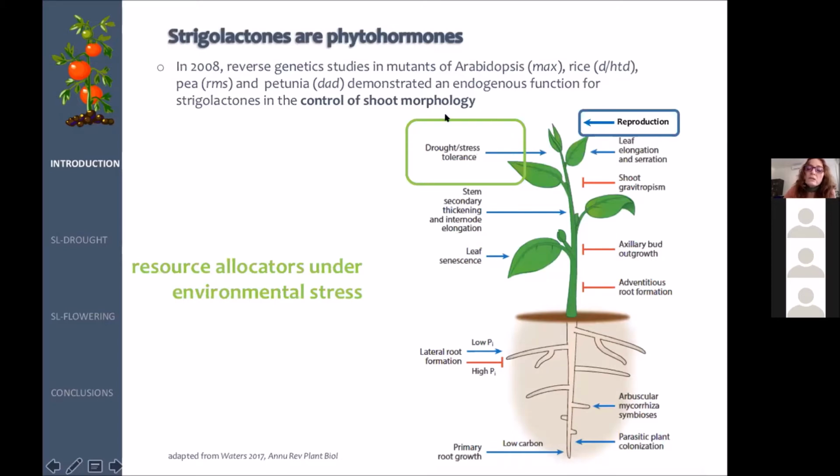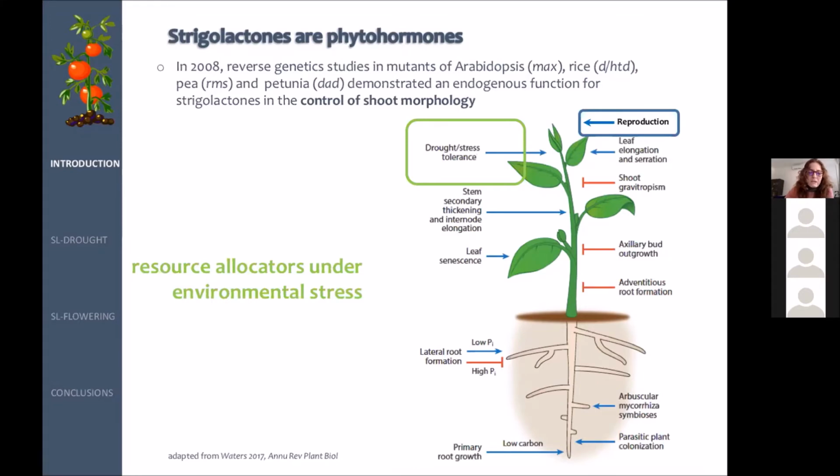They've also been associated to responses to environmental stresses, initially especially low phosphate and nitrogen in soil, and more recently also at the shoot level, they've been proven important for a correct acclimation and response to drought. Being at the crossroads between development and environmental stress responses, they are increasingly seen as resource allocators under environmental stress. And this is what is interesting for us today.